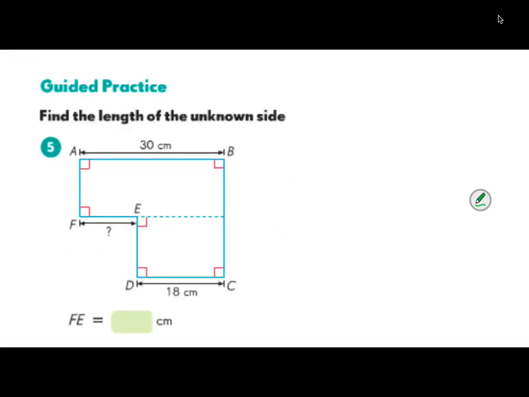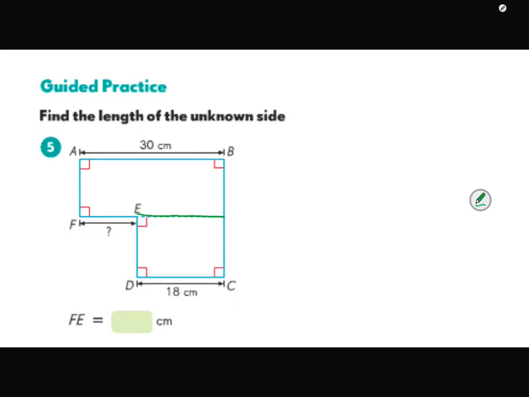All right, let's try. You guys pause. You guys try. Press play when you're done. It says find the length of the unknown side. So again, it seems confusing. I'm going to stop. I see I can divide this composite figure into a rectangle and I think another rectangle right here. And it says this is my unknown side because this is what has the question mark.